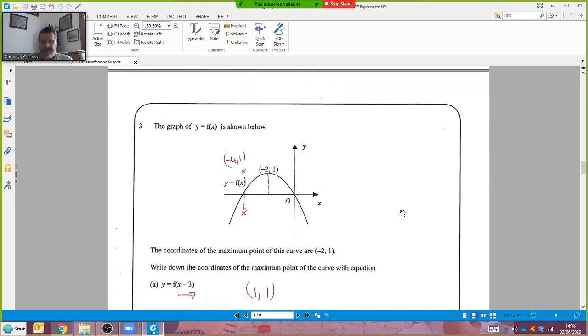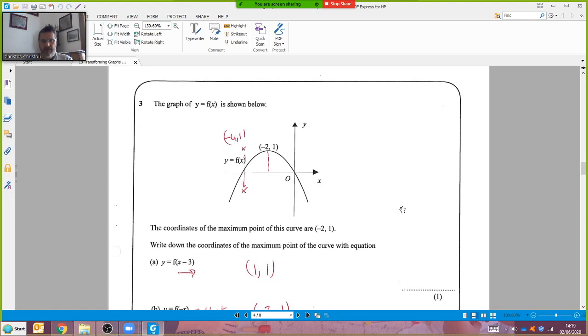What's next? Oh, this looks really, really awkward. Okay, so blah, blah, blah, picture. I've got a maximum of minus 2, 1, and find f of x minus 3. Go that way 3 units. So minus 2 plus 3 goes bam, bam, bam, 1, 1.